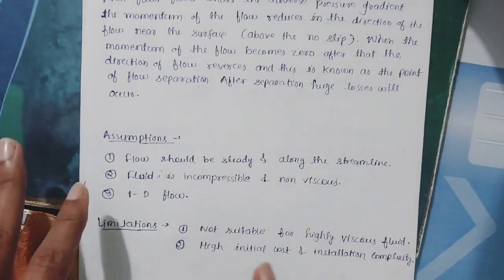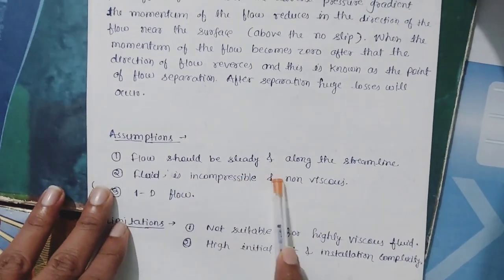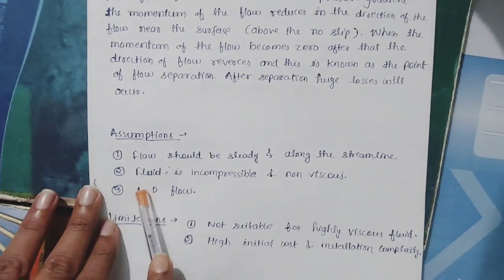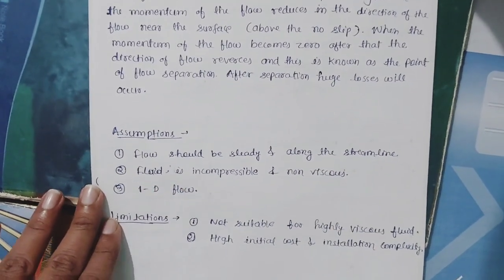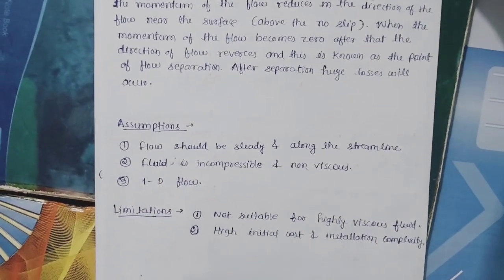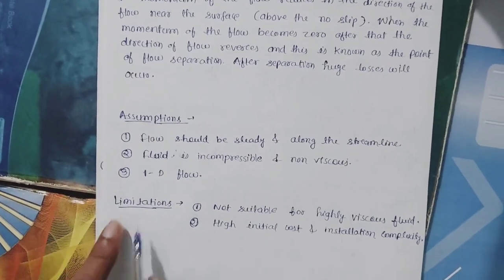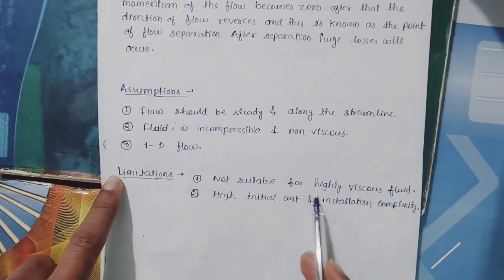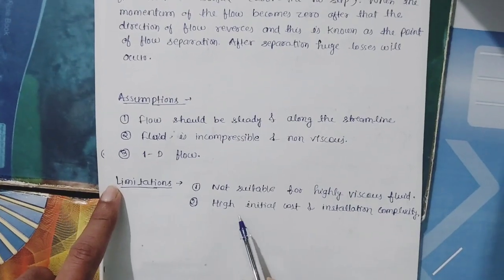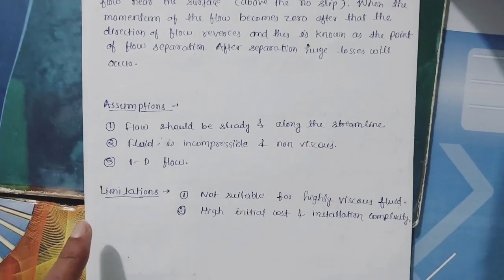So we will assume the flow is steady and along the streamline. Second, the fluid is incompressible and non-viscous. Third, 1D flow. And what will be the limitation? Not suitable for highly viscous flow, and high initial cost and installation complexity.